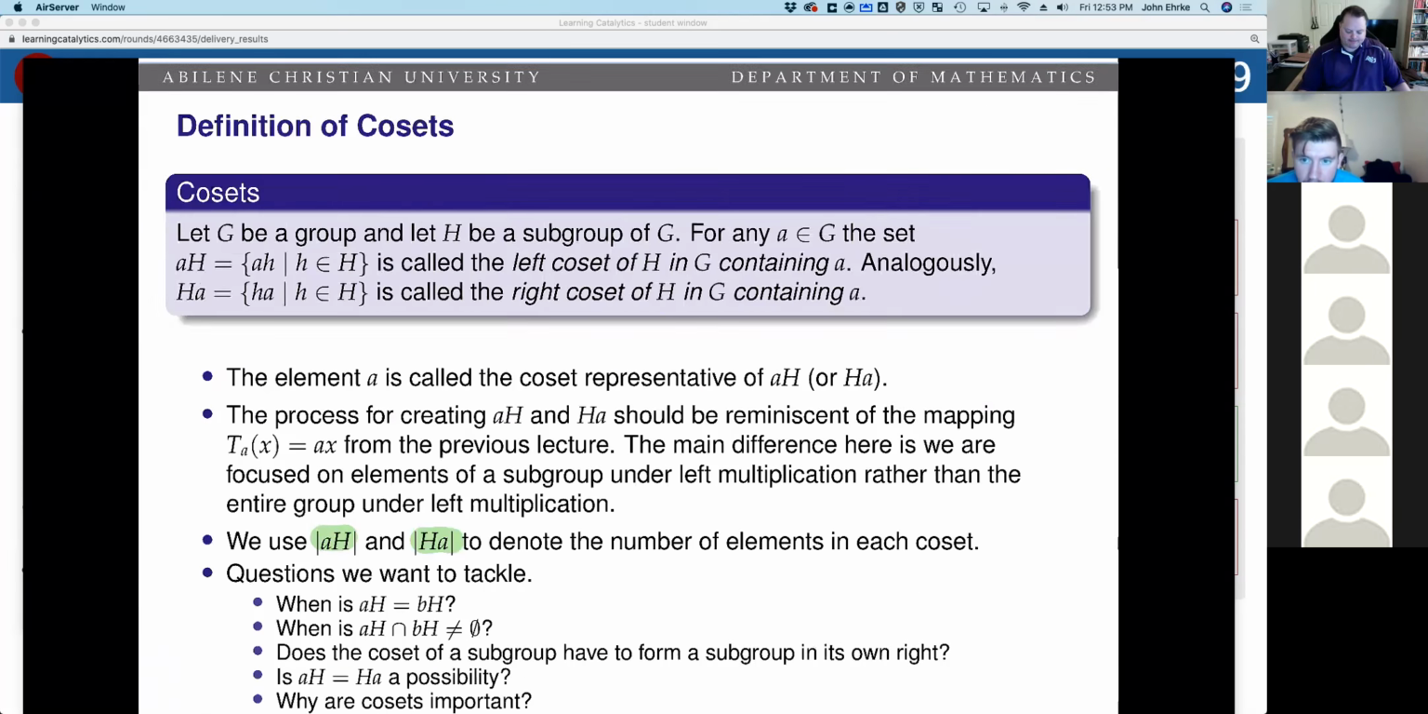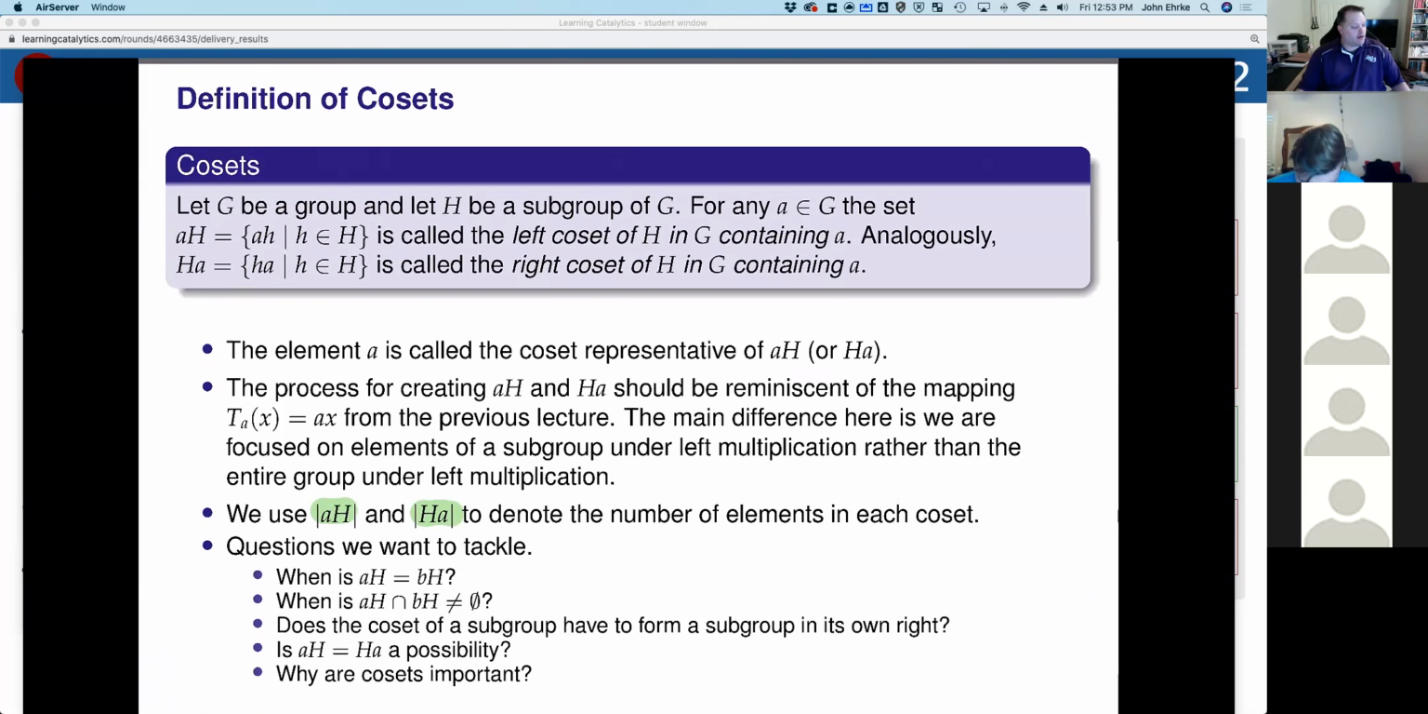All right. Although we won't get to it today, one of the big things that we're hoping to show eventually is why cosets are important. We'll start to talk about why cosets are really important at the end of class today and then on into Monday.